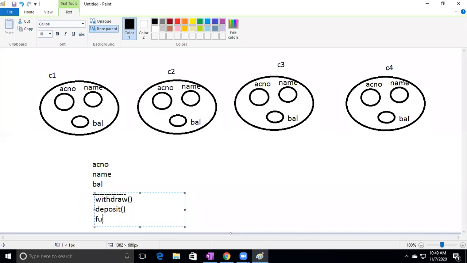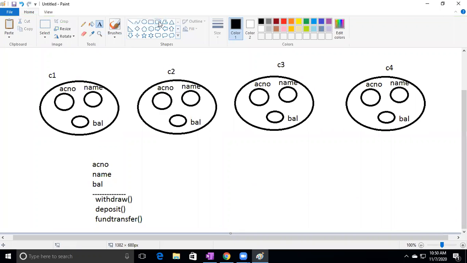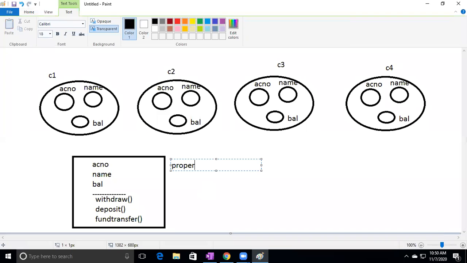Transferring the funds, fund transfer, is one action. From one account to another, I want to transfer the money. So for that, I'm defining the method fund transfer. So these are the actions performed by the bank customer. So we are placing several properties here: account number, name, balance. These are called properties. So properties can also be called fields.